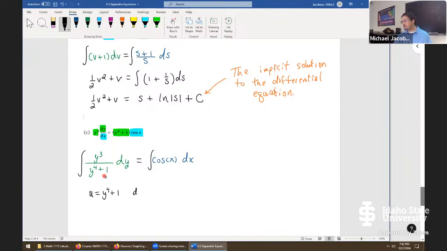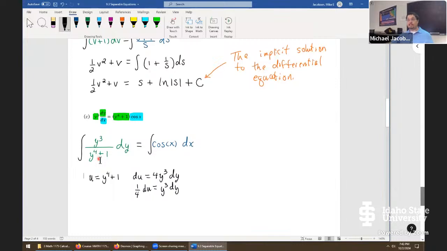The differential of that is going to be 4y cubed dy. Differentials just come up all over the place. When we were dealing with this in Calculus 1, we're not doing anything too different than what we're doing with this equation. This equation here just turned into some other differential equation. Divide your 4 out, you have a fourth du equals y cubed dy. We in fact do have y cubed dy, so this portion right here turns into a quarter du. The denominator is just u itself.